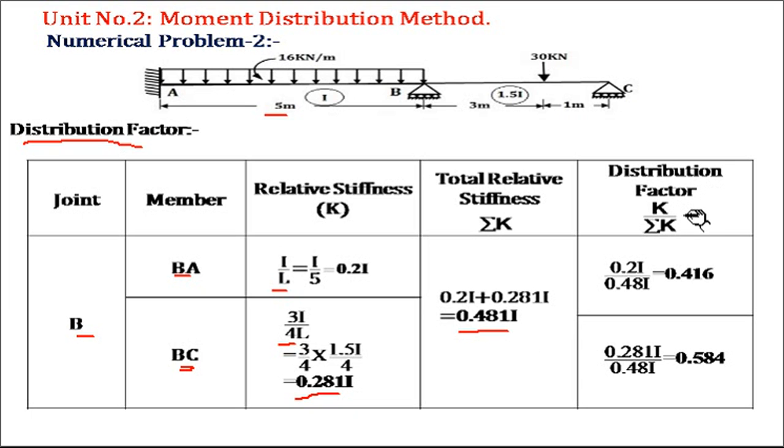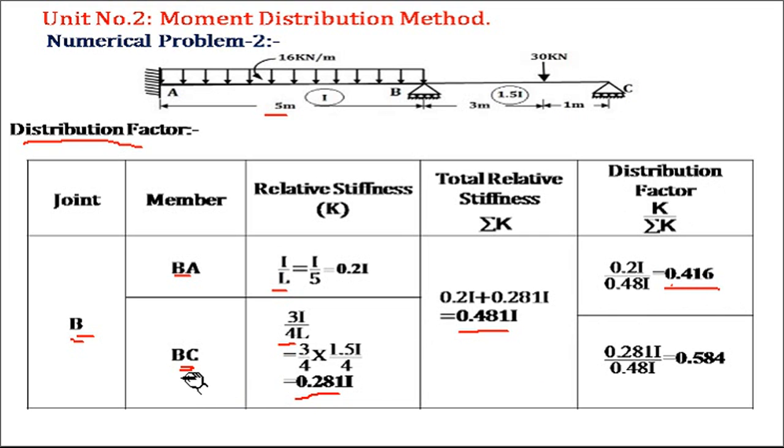Distribution factor is nothing but the relative stiffness of a member divided by the total relative stiffness of the members connecting at a joint. So the relative stiffness of member BA is 0.2I. Total relative stiffness value is 0.481I. So if you put the values, we get the distribution factor for member BA as 0.416.